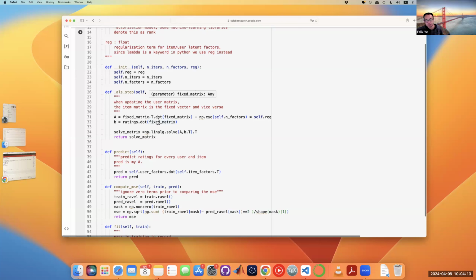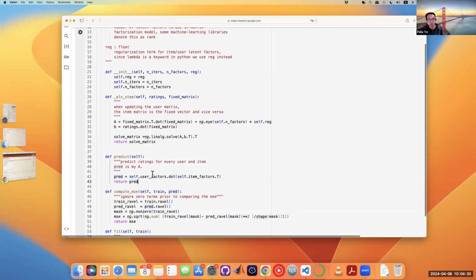All right, so if you do that, this is basically the universal ALS step for W or H. You don't need to actually do it twice, just do it once. That would be good. For the prediction, this is pretty straightforward. This is W dot H transpose.